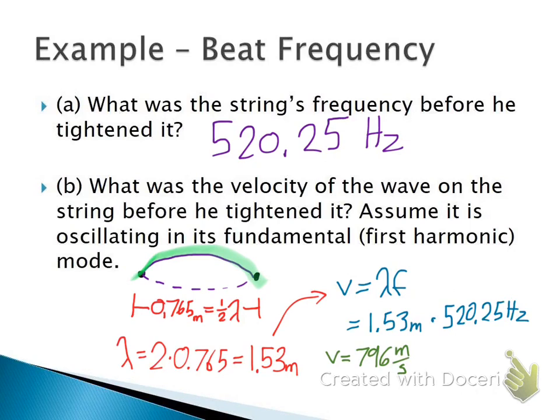And by the way, I could then use this to figure out the tension on the string. Since this is a wave on a string, I can set it equal to the square root of the force of tension divided by the linear mass density. All I'd need to know is the mass of the string, and then I can solve for tension. Cool.